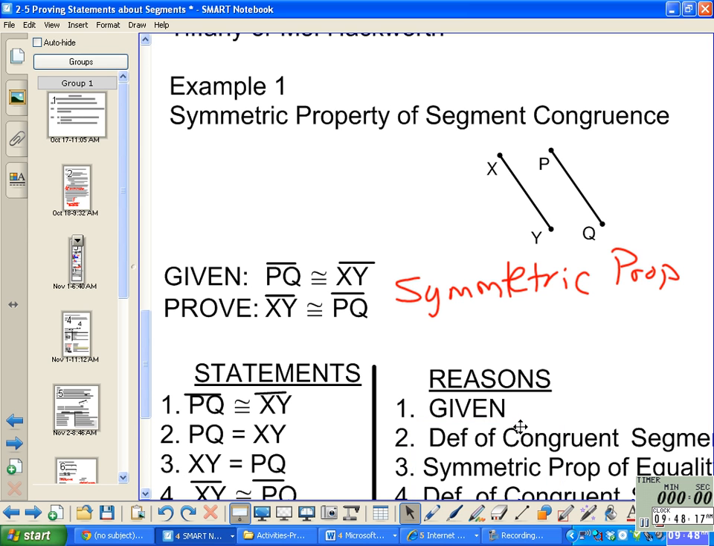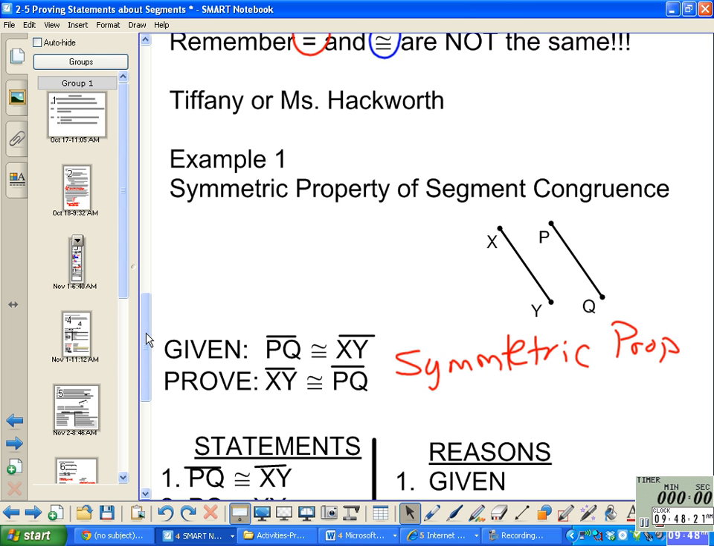Yesterday, when we left off, we had a proof example proving the symmetric property of segment congruence. This is 2-5. And we were trying to prove that segment PQ is congruent to segment XY. And when we went through this particular example, we went through the 3 steps of writing a proof.